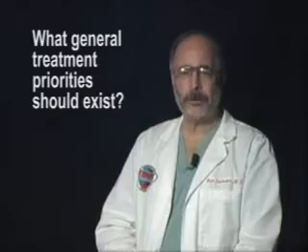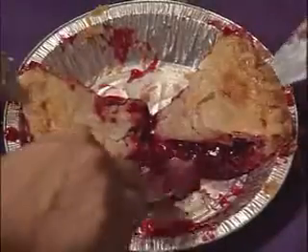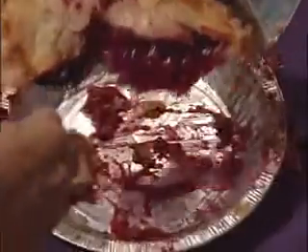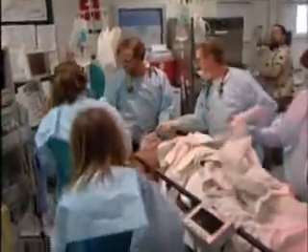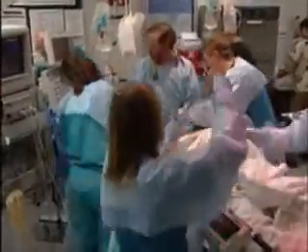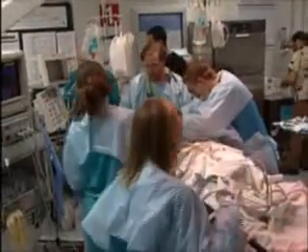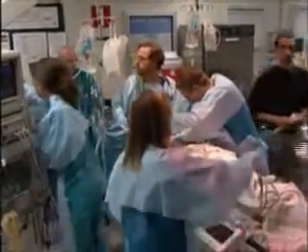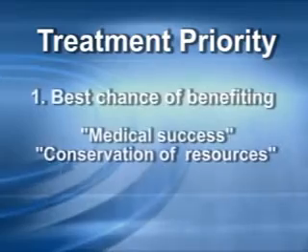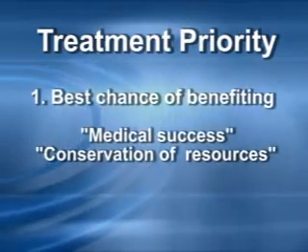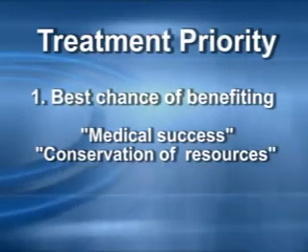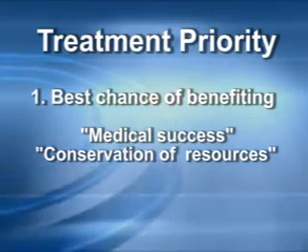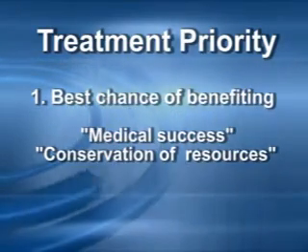Our third question is, what general treatment priorities should be implemented? During a crisis, when demand for healthcare resources far exceeds availability, the use of resources must be prioritized based on ethical principles. Here are some general principles for such a prioritization. First, treat those with the best chance of benefiting quickly from the available resources. This is based on the principles of medical success and conservation of resources.